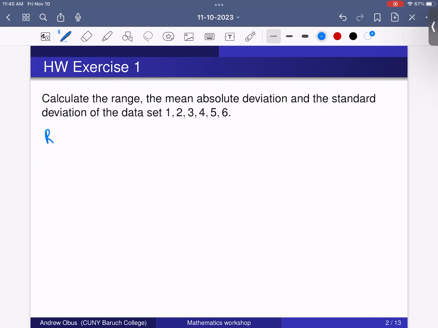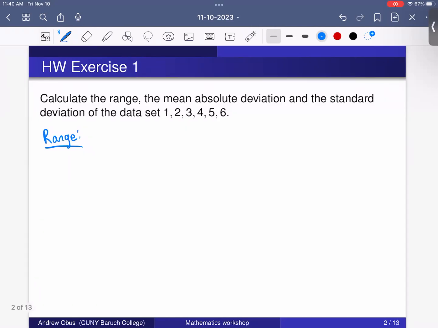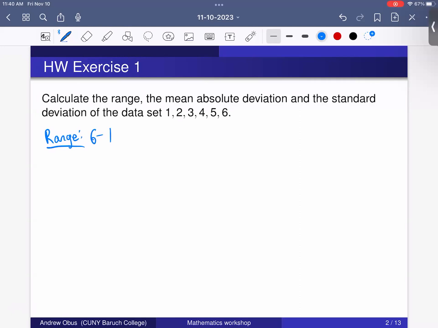The first one, which is the easiest to do, is the range. What's the range of this data set? Somebody? Yes, whoever is speaking? Armstrong, yes. The range will be 6 minus 1. Exactly, 6 minus 1 is going to be 5. The way we got this is that 6 is the maximum entry in the data set, and 1 is the minimum entry in the data set.